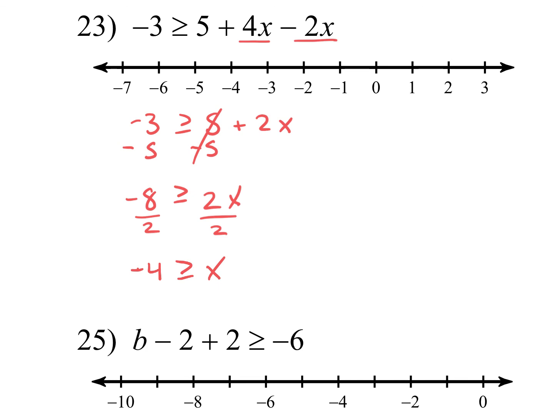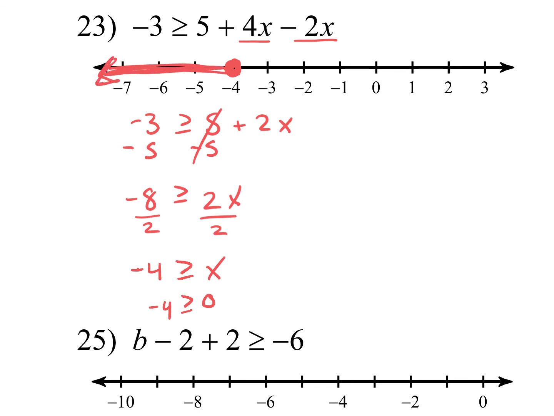So at negative 4, do I have an open circle or closed circle? Closed circle. And am I going to point to the left or to the right? Let's see. You're saying to the right. Let's say I plugged in 0. Is 0 less than negative 4? Or is negative 4 greater than 0? No. So I'm actually going to go to the left.